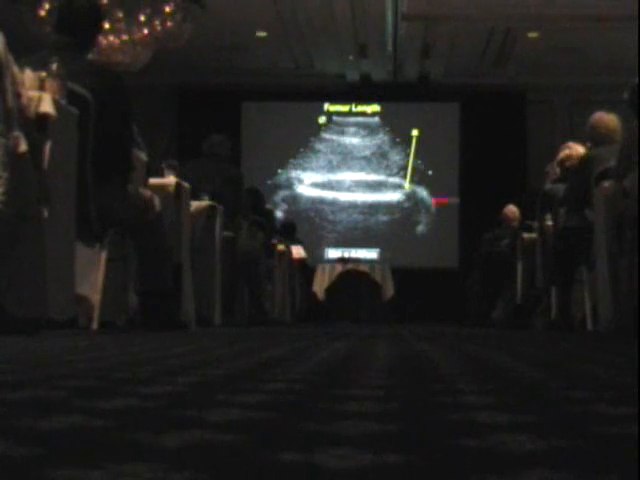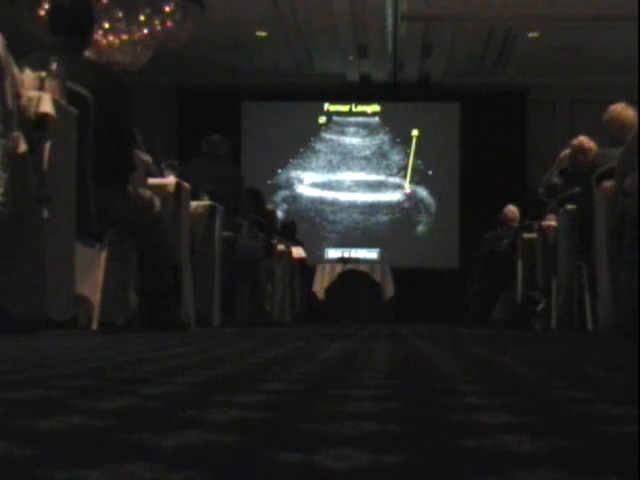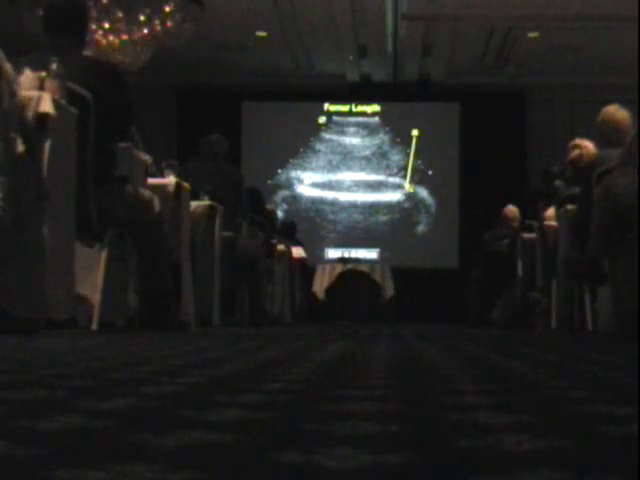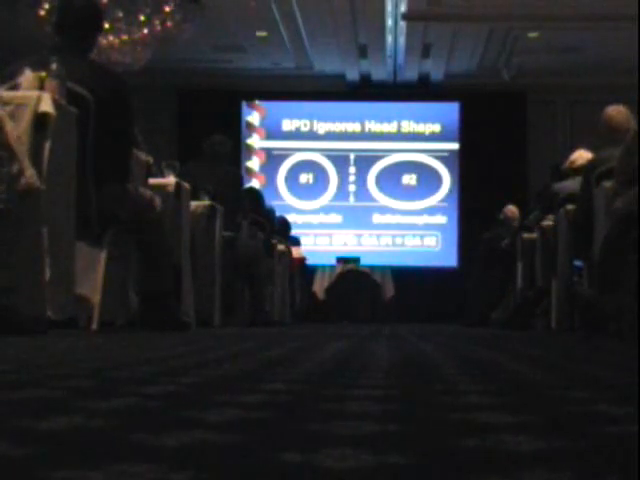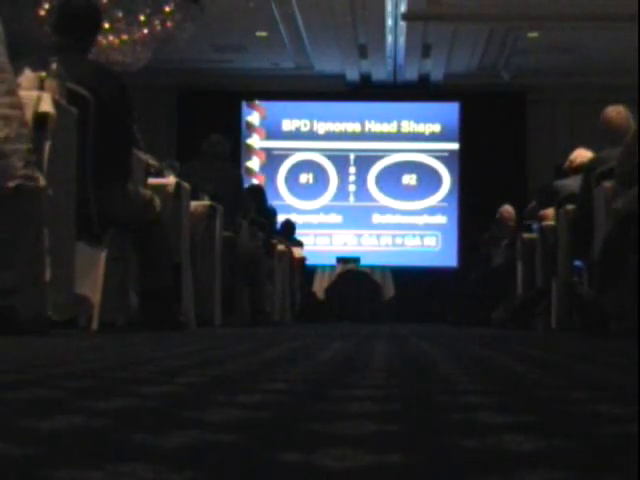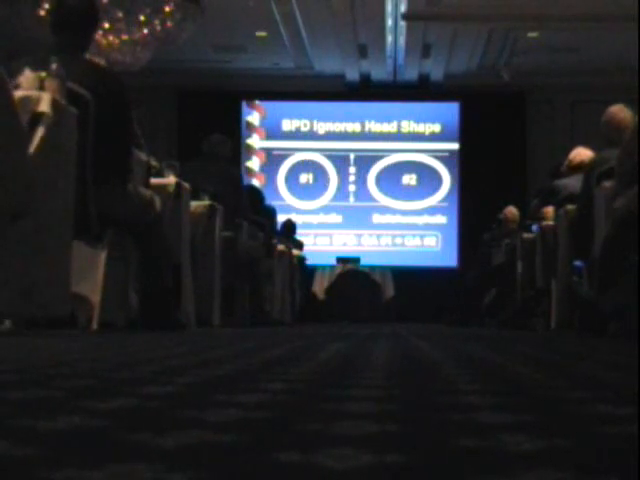When you're measuring the femur length, make sure to get nice squared off ends and avoid this. You sometimes see this little spur of echogenicity off the end. This is actually off of the epiphysis on the edge of it. Don't include that.